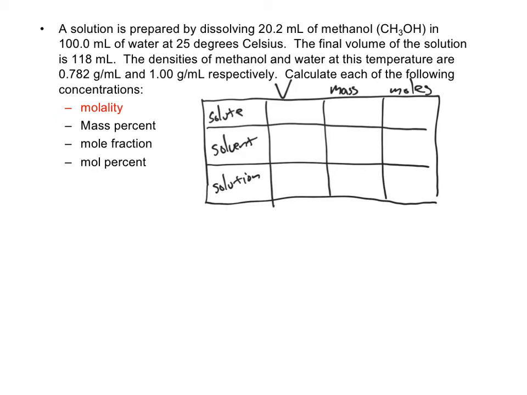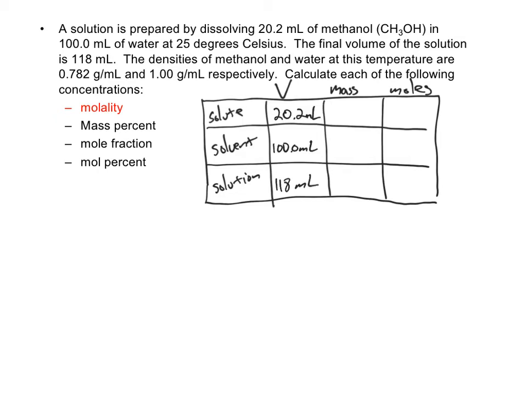And so when I look at what they've given me, it looks like they've given me some densities, which don't go in the table. They've given me a bunch of volumes, which do. So I've got 20.2 milliliters of methanol and 100 milliliters of water. So the lesser component is the 20.2 milliliters. So methanol is my solute. So I'll put 20.2 milliliters there. We have 100 milliliters of water. And then we have 118 milliliters of the solution.